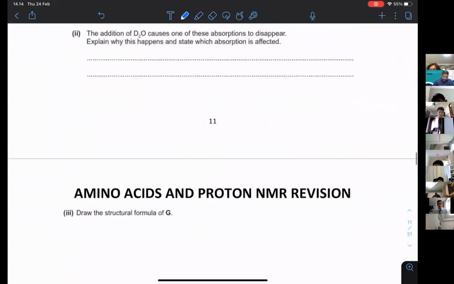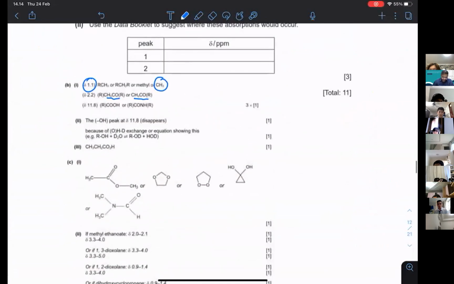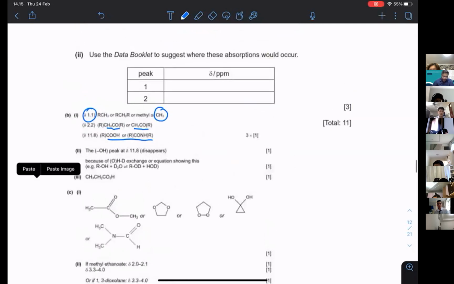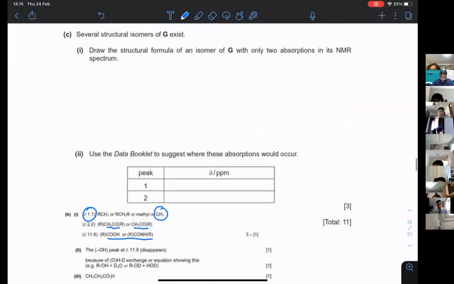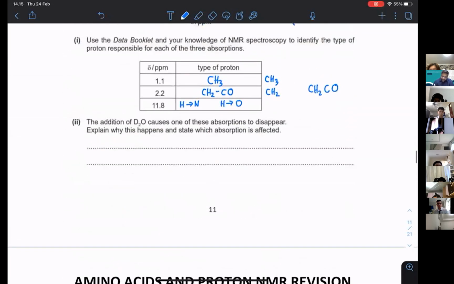And then the last one is going to be either this structure, COOH, or CO and H. Here I am thinking most likely it is going to be COOH. So I'll just put that this one belongs to COOH.